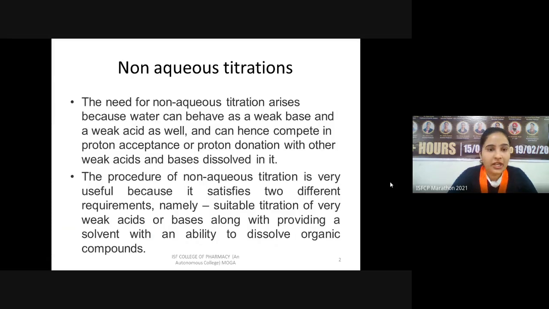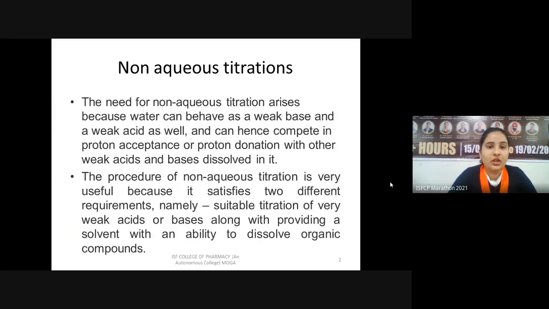Now we will discuss non-aqueous titrations. Why was there a need for non-aqueous titrations? Basically, non-aqueous titrations are those which take place in solvents other than water. Water will not be used as the medium here. Other solvents will be used as the medium. So in non-aqueous titrations, we perform titrations which do not contain water.